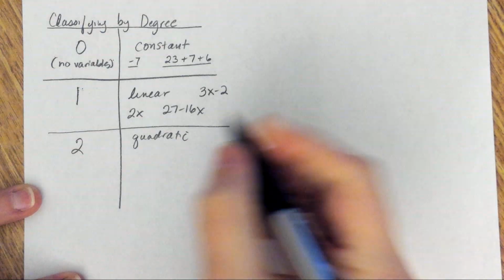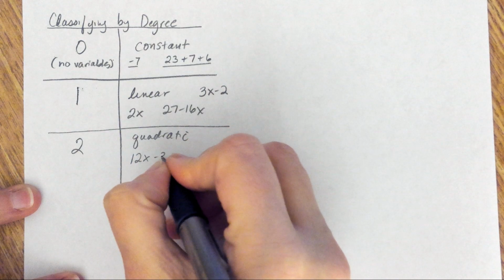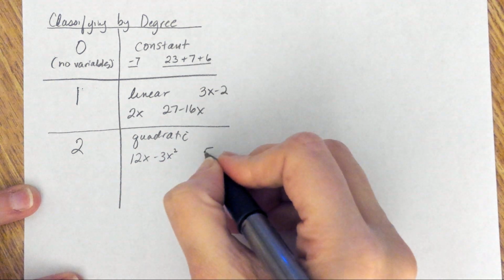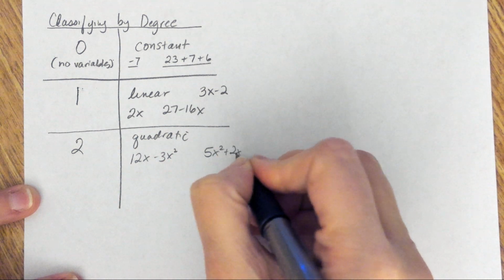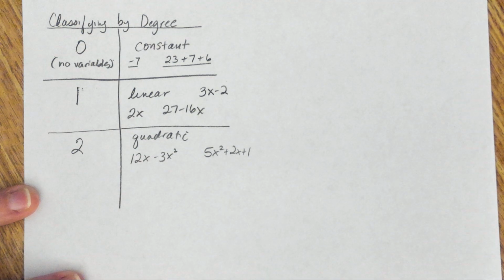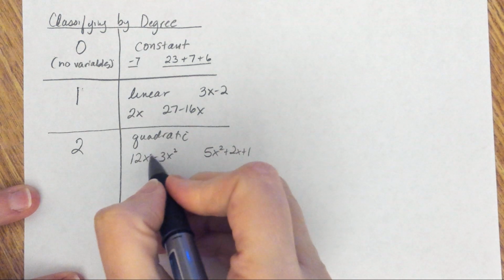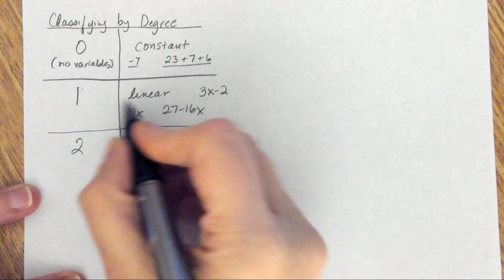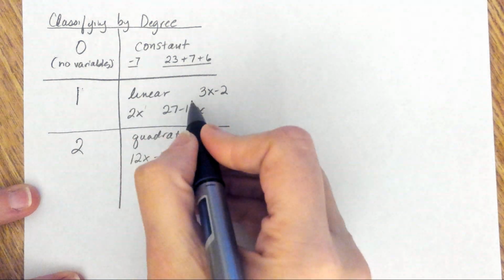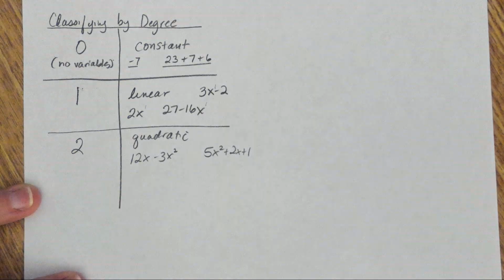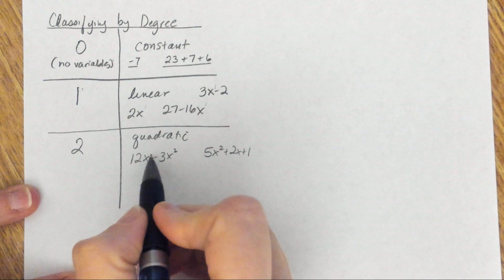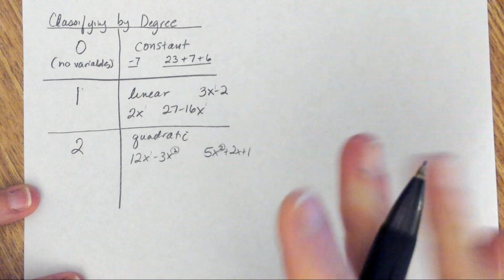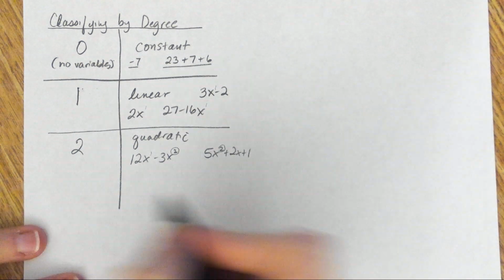That would look like 12x minus 3x squared. It might look like 5x squared plus 2x plus 1. But real quick, going back to linear, you see how I said the highest exponent is 1? Remember, there's always that invisible 1 exponent that I could draw next to any of those x's. Here, I see an invisible exponent of 1, but the biggest one I see is 2. So I'm always looking for the biggest exponent.